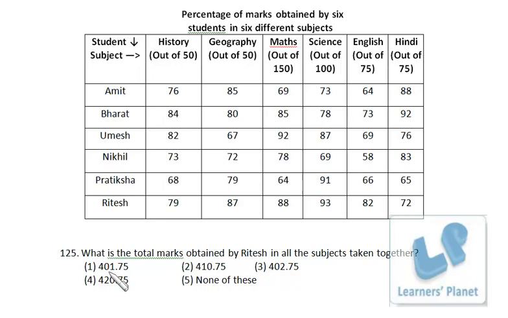Now again, this is a lengthy one. What is the total marks obtained by Ritesh in all the subjects taken together? So we have to find out the actual marks of Ritesh in each subject. Now you can see options are very close. It is a difference of just one between these two options, right? So you have to be very careful about this calculation. Okay.